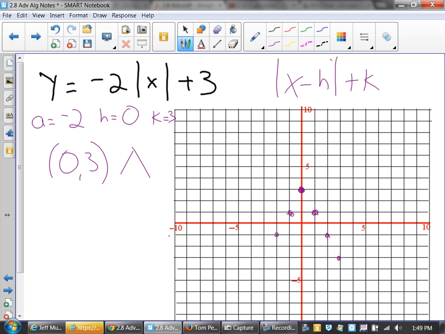Flip it the other way. Good. And that's all there is to it. Any questions on this? How do you tell if we're pointing up or down? The value of A. If the value of A is negative, it's pointing downward. If the value of A is positive, it's opening upward. Any others?